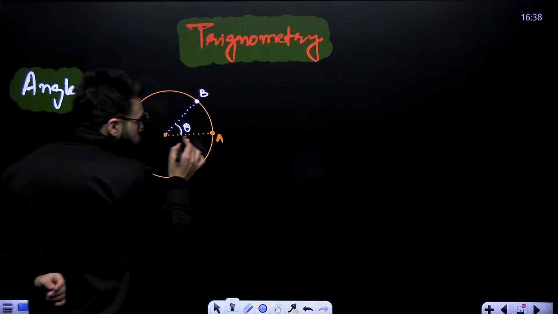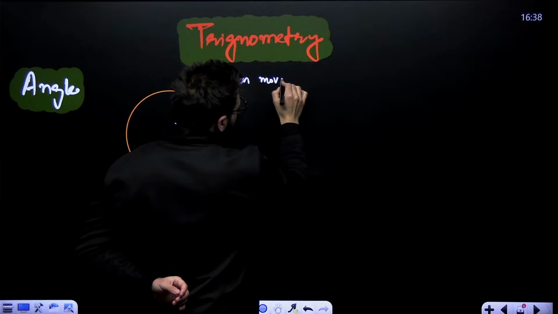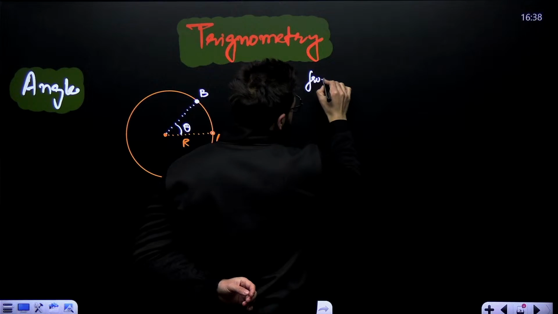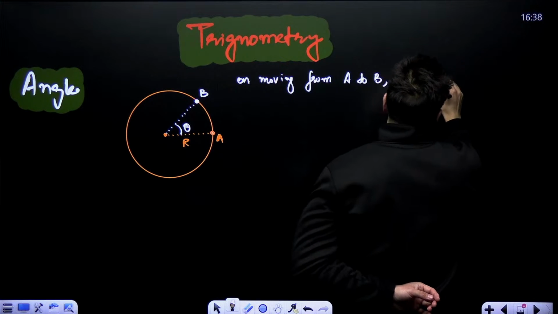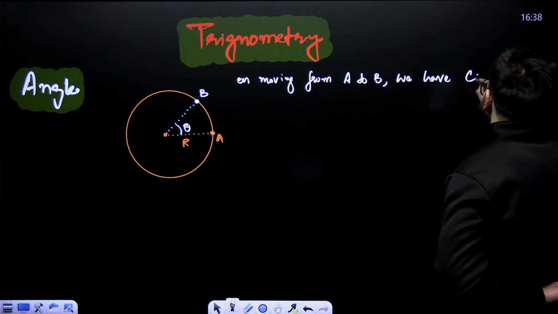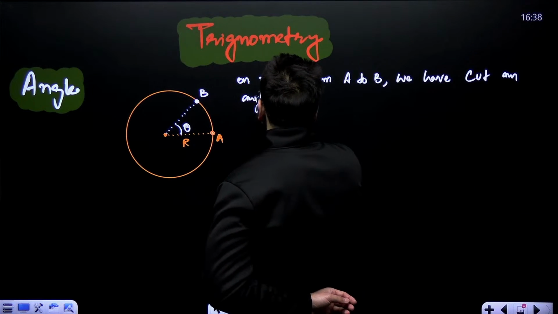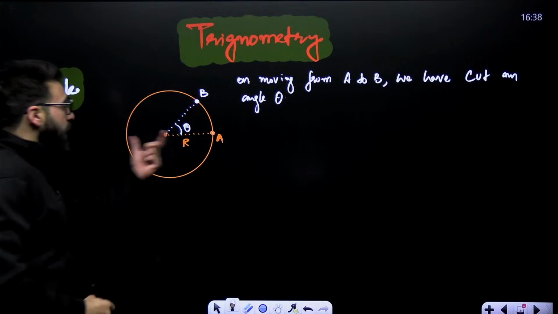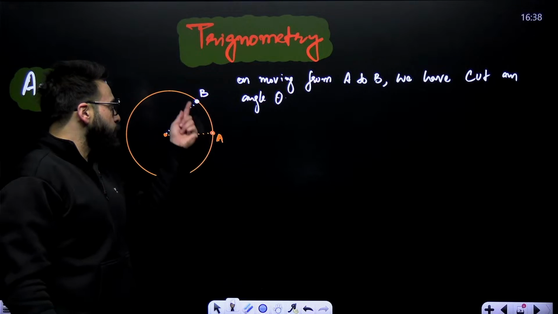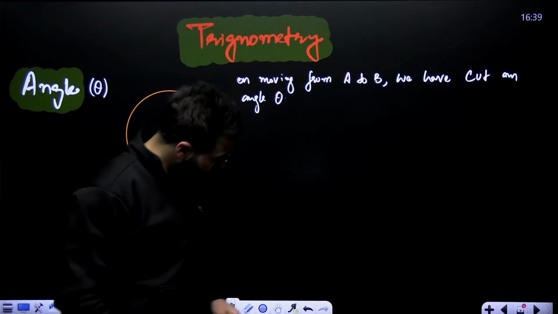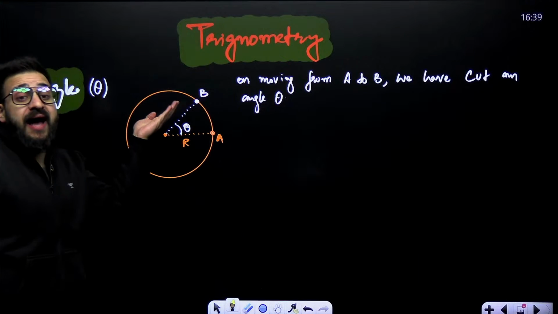Now, guys, see. On moving from A to B, we have cut an angle theta, because we mostly represent this angle with theta. So while I am moving from A to B, how much angle have I covered? We say, sir, theta. So basically you can say on moving from A to B, I am moving angularly also.